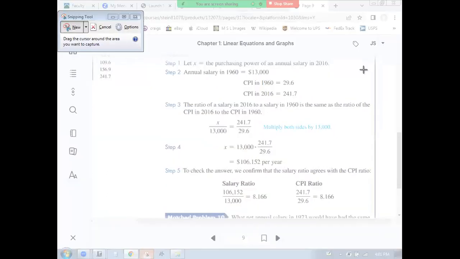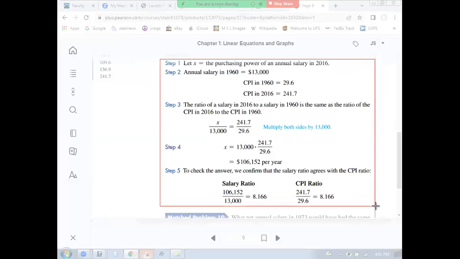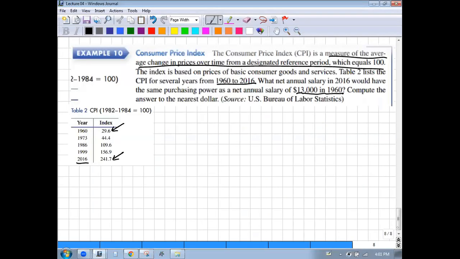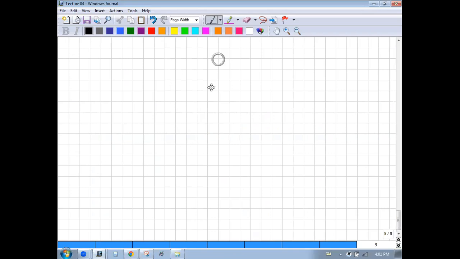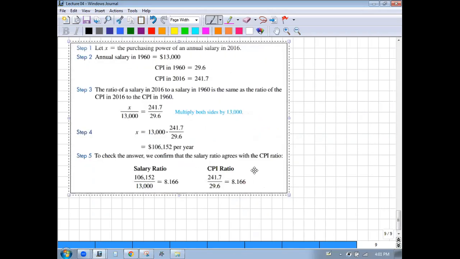Let's see if we can make sense of their solution here. By the way, next semester when I teach this, I can be like, oh yeah, this is easy. Blah, blah, blah. All right, here we go.